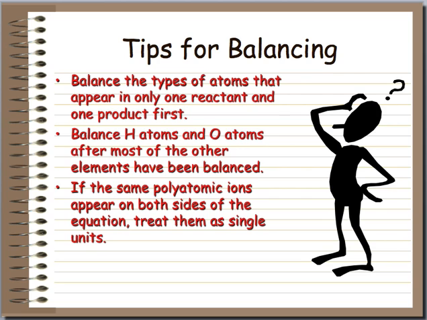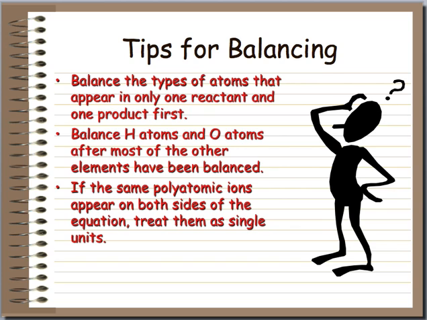You want to pick an element that only appears once on the reactant side and only once on the product side. We usually reserve hydrogen and oxygen until after we've done all the other elements, and part of this comes in because of combustion. So we want to do carbon first, then focus on hydrogen, and then focus on oxygen. That's the chain that I usually follow whenever I'm doing that.